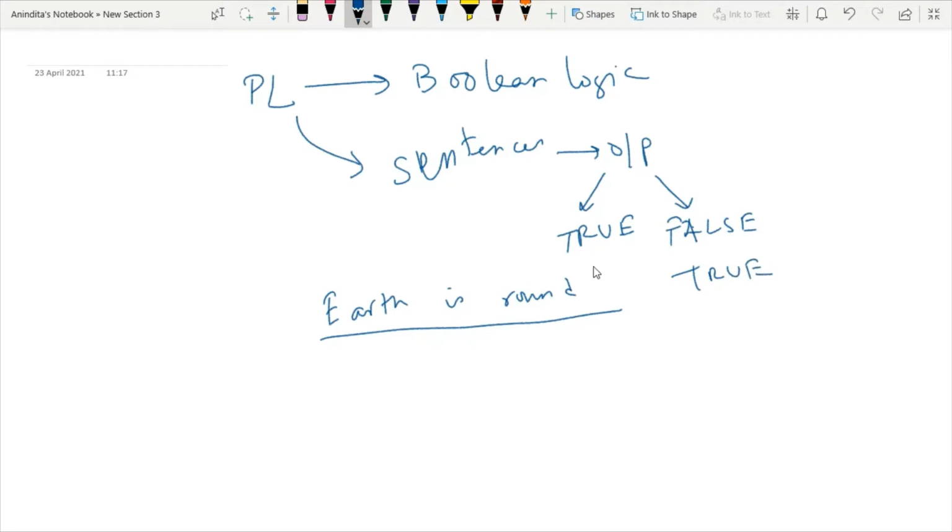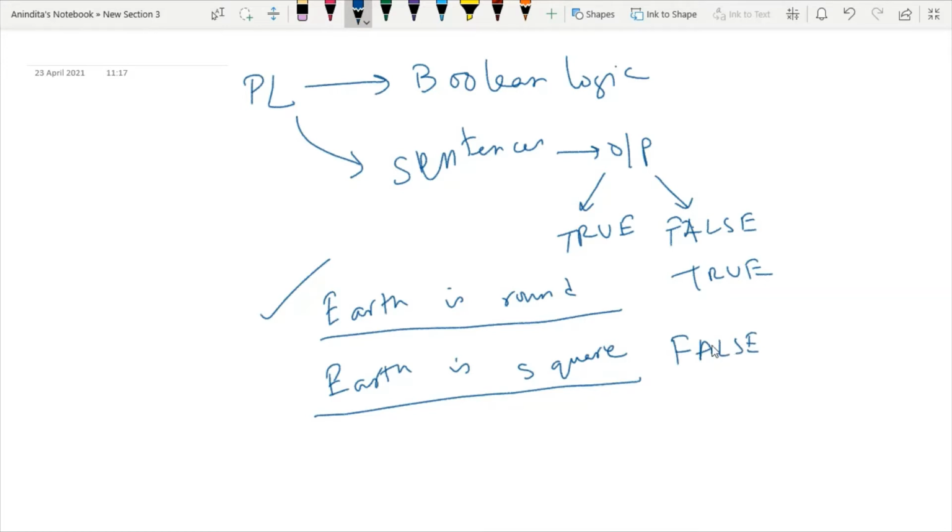So it means it is a proposition. However, if I write earth is square, the outcome of this sentence is false. But this sentence is also a proposition. So here my point is, since propositional logic is another concept of Boolean logic, it only deals with sentences which are either true or false.